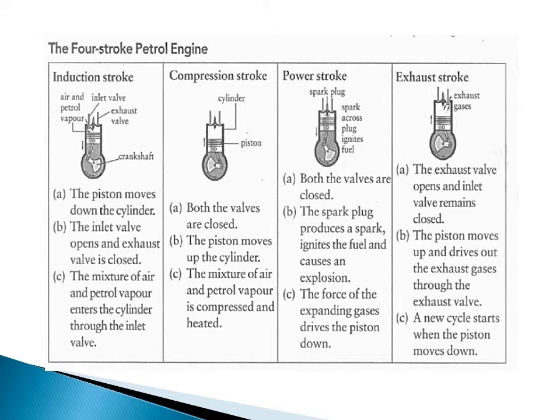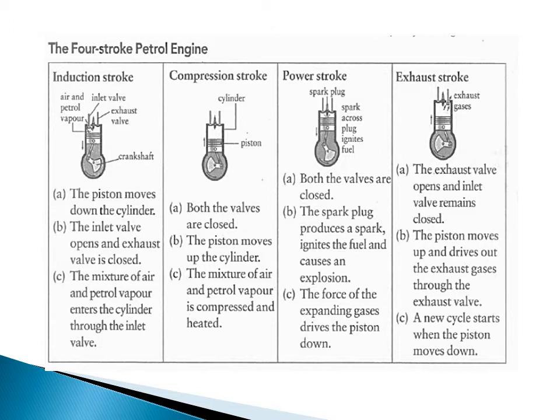For the second stroke, we call it the compression stroke. So when you talk about compression, of course you can see the piston moving up, and these two valves will be closed. If these two valves are still open, of course the compression cannot occur. So both valves are closed, the piston moves up the cylinder to compress. Of course the volume of the cylinder becomes smaller. The mixture of air and petrol vapor is compressed and heated up.